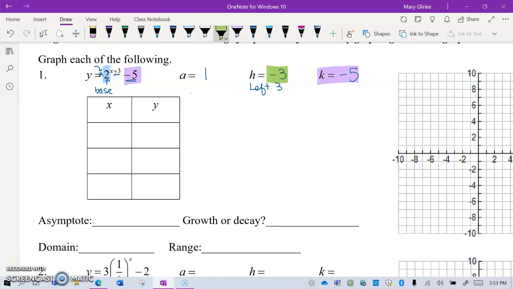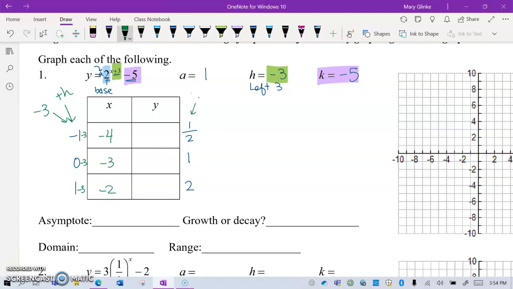Okay, so once you can identify all of these, what we're going to do is create our table of values: -1, 0, and 1, and 1 over our base, which is 2, 1, and your base, which is 2. Then, every single time with your x values, you're always going to add h. In this case, since we're moving left 3, we are going to subtract 3 from each of these. So -1 minus 3 is -4. 0 minus 3 is -3. And 1 minus 3 is -2.